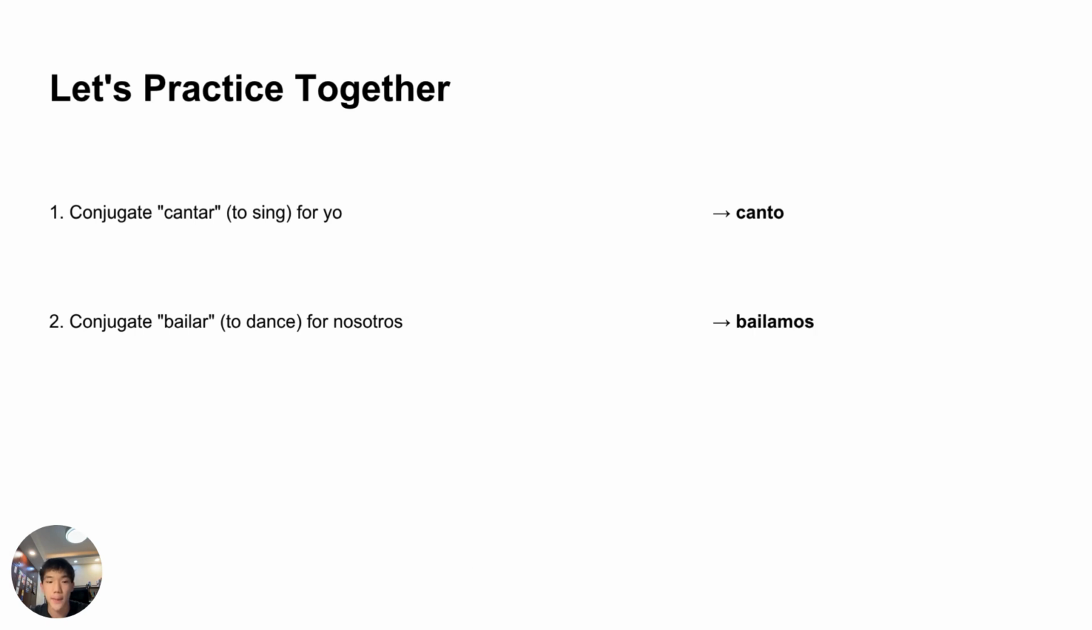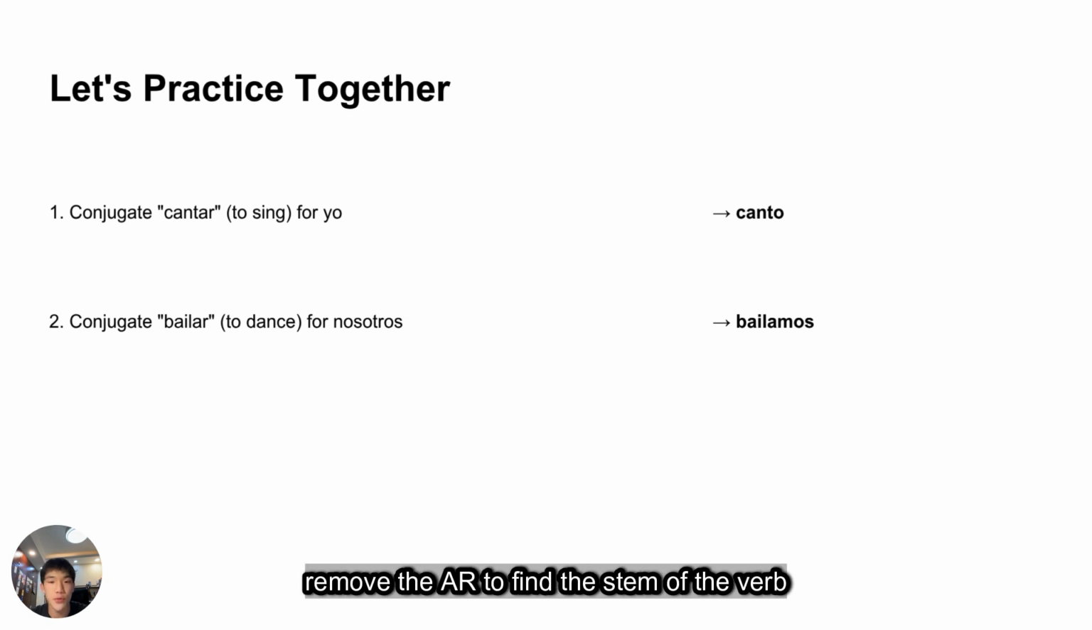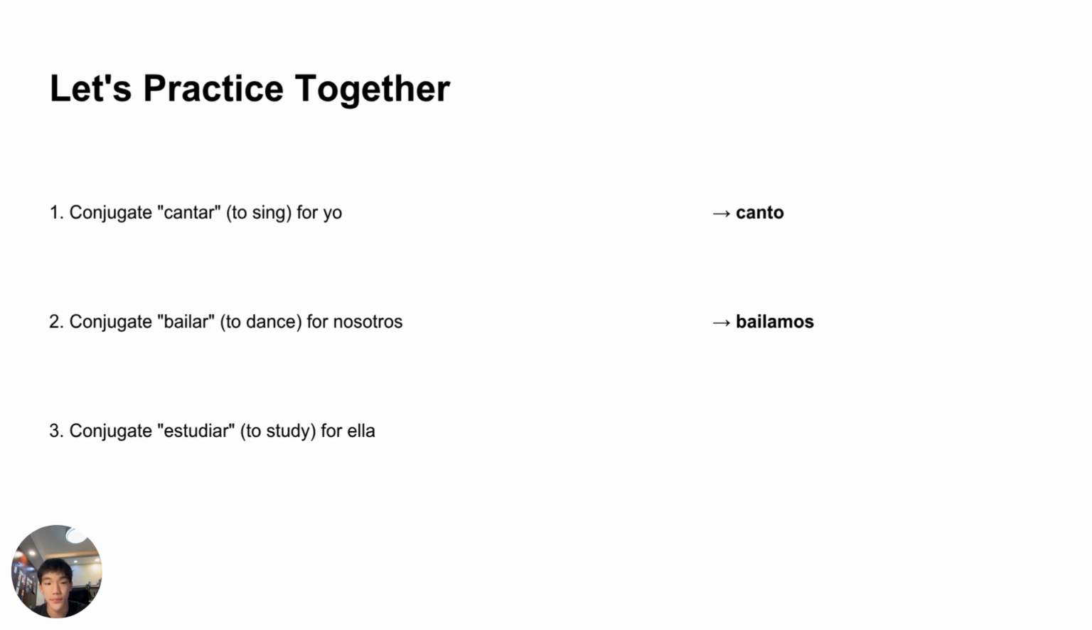If you said bailamos, you would be correct. The reason this is true is because we can remove the AR to find the stem of the verb bailar, which is B-A-I-L, bail. And then on the table, we can see that you need to add an amos for AR verbs. So, bailamos.